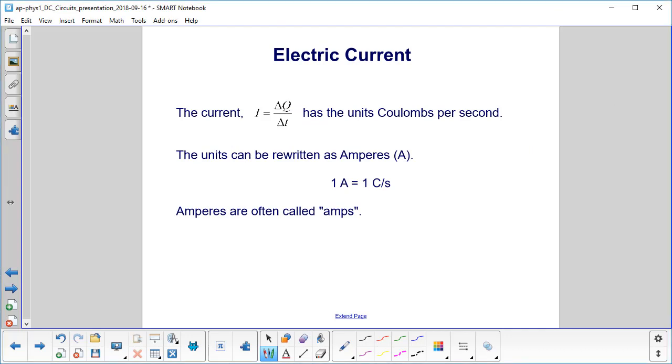The current, which is delta Q over delta T, has units of coulombs, right, because that's the unit of charge, per second. This can be rewritten as amps. 1 ampere or 1 amp is equal to 1 coulomb per second. And maybe you've heard people talk about amps. Hopefully you've heard about volts, and amps is another key part of your circuit. It was named after a French physicist, Ampere.